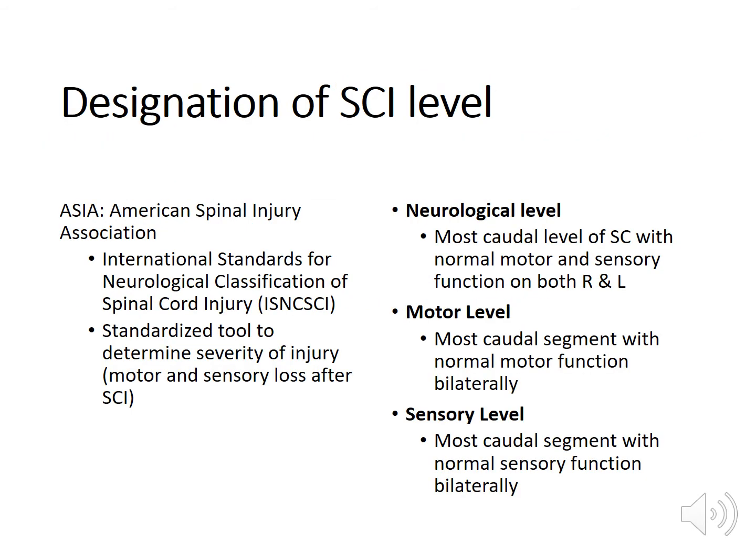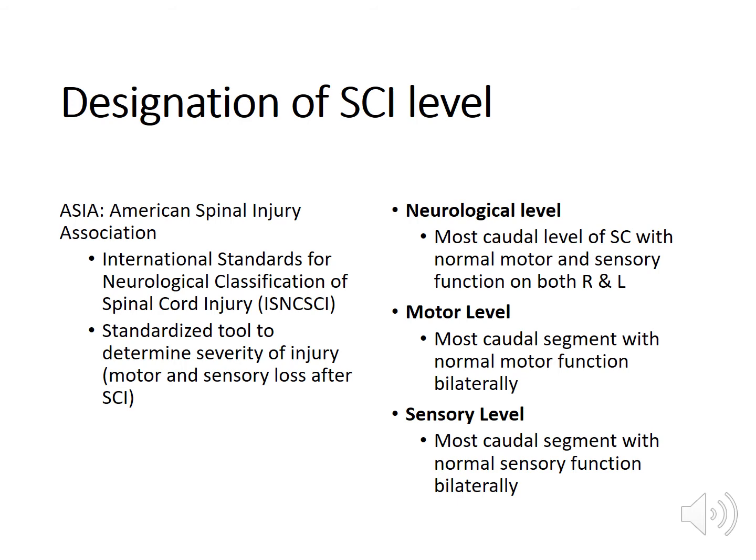So in this slide, we're going to talk about how the physician figures out what the patient's ability is, what the patient's designation of spinal cord injury level is, what the neurological level is going to be. ASIA stands for American Spinal Injury Association. It has international standards for neurological classification of spinal cord injury, and it is a standardized tool to determine the severity of injury in our patients with spinal cord injury.